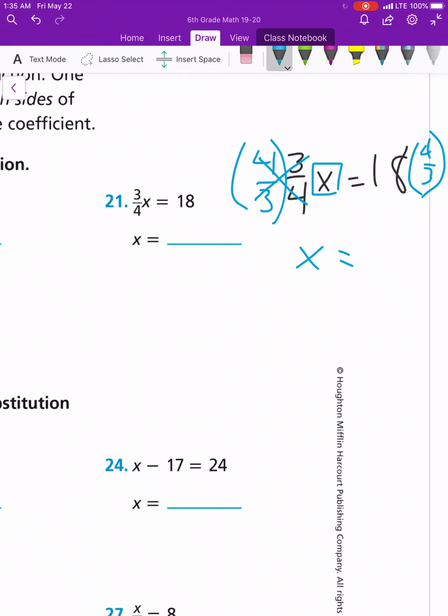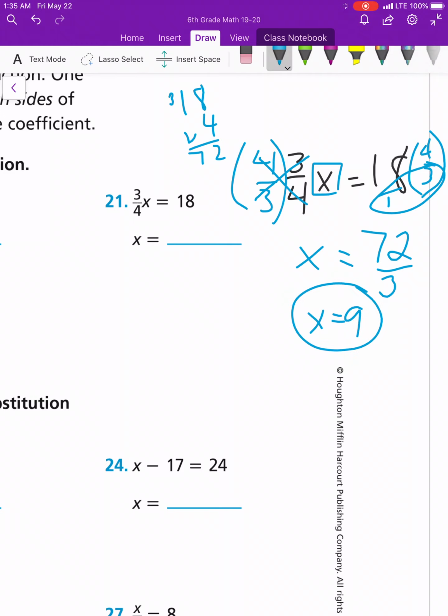18 times 4 is 72. Don't forget, we have over 1, and we need to multiply 1 and 3 together for my denominator, and that's 3. How many times does 3 go into 72? If you said 9, you are correct.